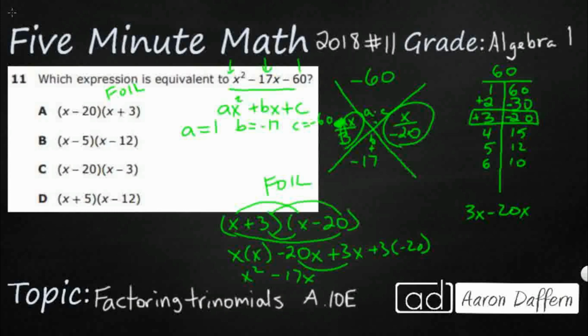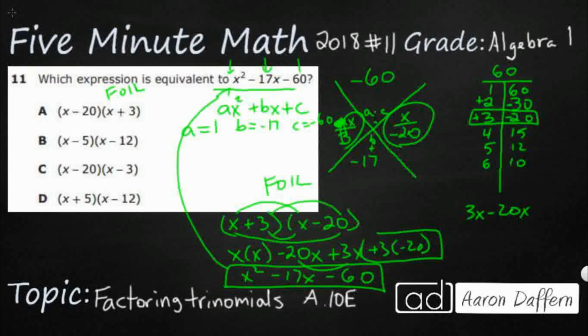And then the last terms, plus 3 times minus 20, that's what we were playing with that whole time. That ends up getting us our negative 60. So this FOILed out matches the original. That's how we double check. And so it does match the original, which means our answer here is going to be A.